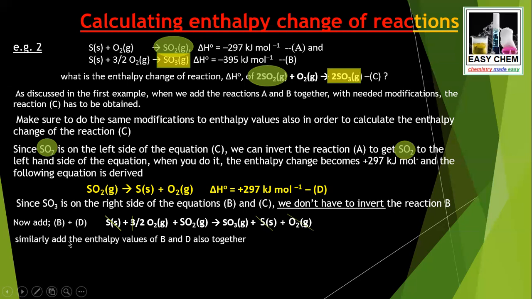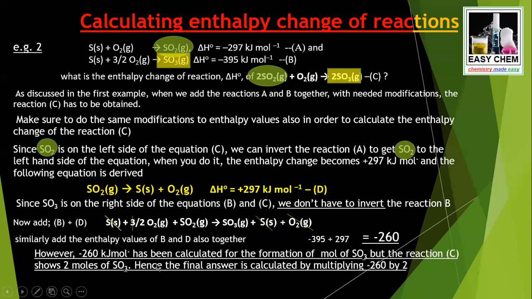At the same time, for the enthalpy values of B and D, B is having negative 395, D is having positive 297. The value is going to get negative 260. But what is this 260? It is to obtain sulfur trioxide 1 mole. But in our equation, there are 2 sulfur trioxide. So this negative 260 should be multiplied by 2.